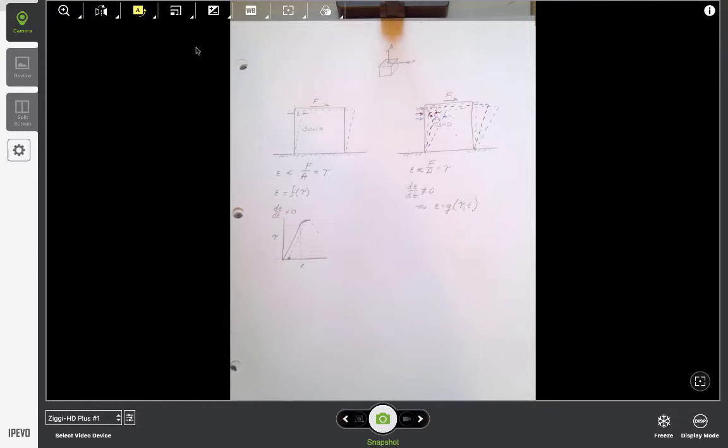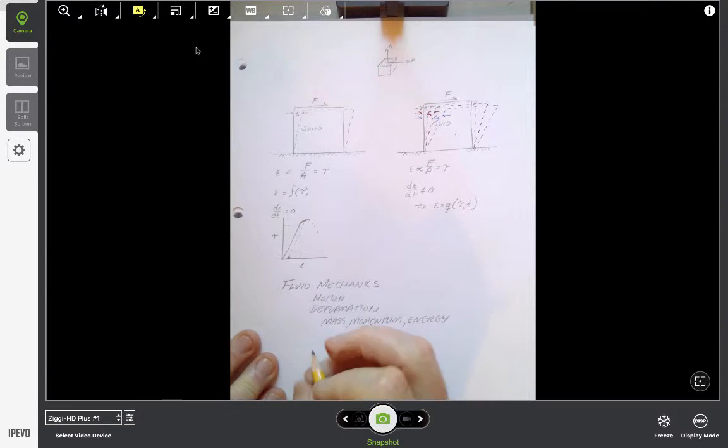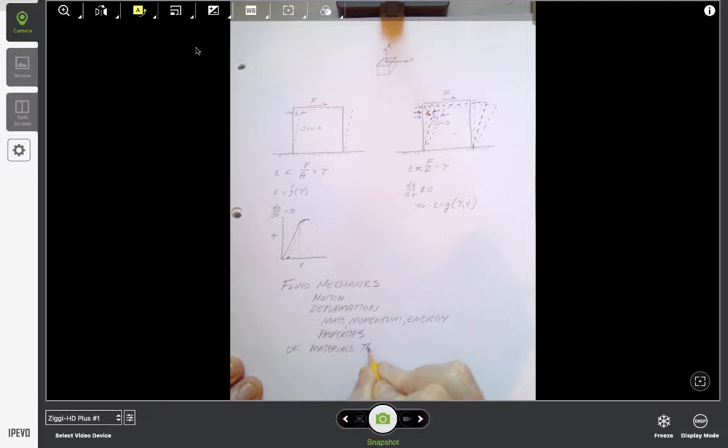Now, fluid mechanics, this class, is the study of motion, deformation, mass, momentum, and energy, and related properties of materials that cannot resist shear stress, aka liquids or gases. Mass, momentum, energy, and properties of materials that cannot resist shear stress. It's sort of a simple definition that encompasses an awful lot of information.